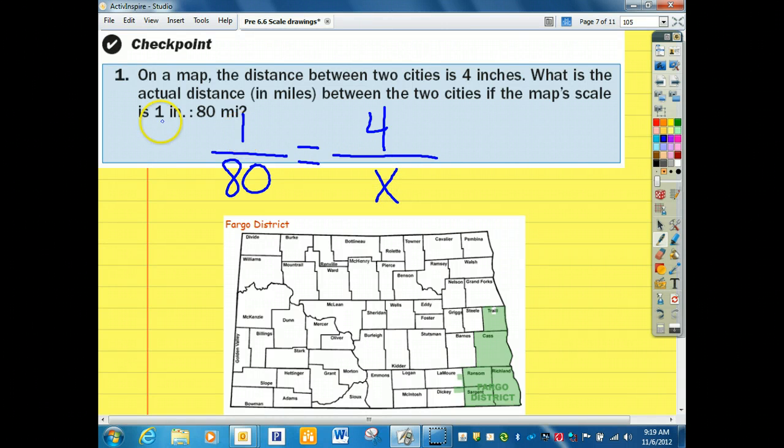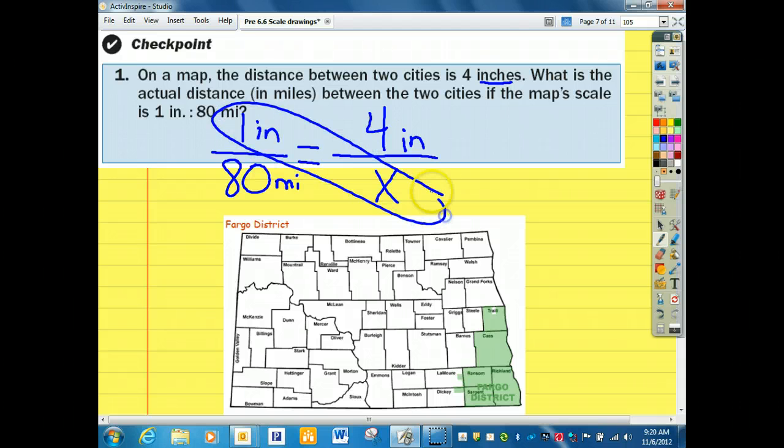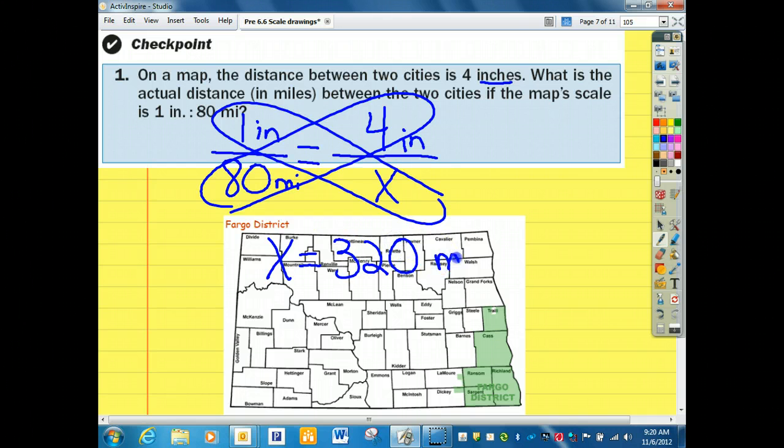Well, let's see. This 1 stands for what? 1 inch. This 80 stands for miles. So I have to have inches on the top. Is this 4 referring to inches? Yes, it is. So we know we have it set up right. Inches, inches. Could I have this turned around and go 80 over 1 equals X over 4? Yeah. That would work also. All right, now do your cross products. X equals, what's 80 times 4? 320. 320 what? Miles. Questions? Pretty simple. How many of you have already learned how to do this in social studies? That's what I was hoping.